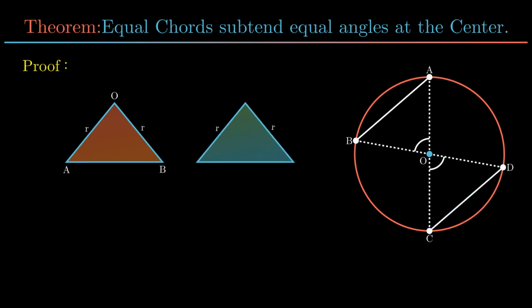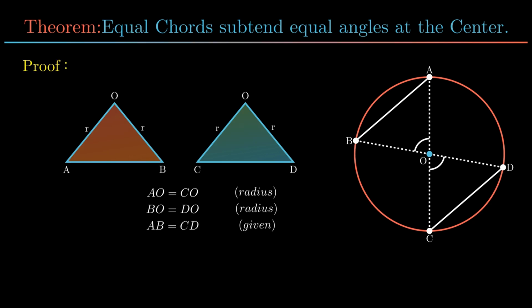Triangles so formed are congruent as side AO is equal to side CO, which are the radii of the circle. Similarly, side BO is equal to side DO, which are also the radii, thus are equal. Side AB and side CD are equal as the given chords are equal.